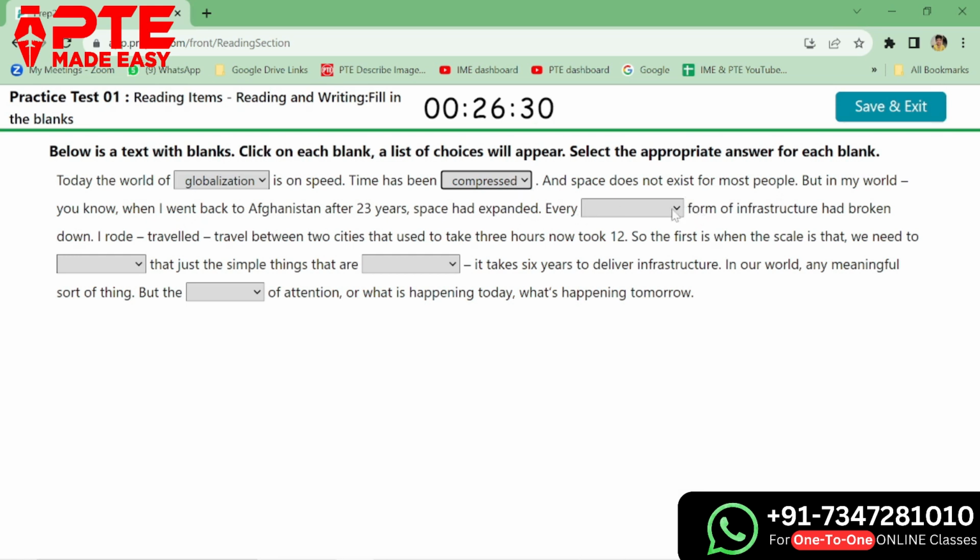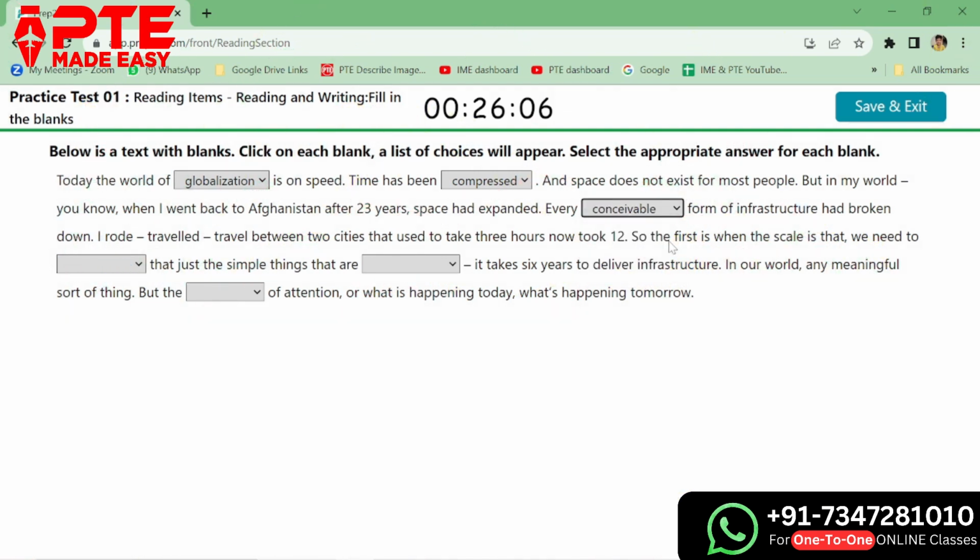Every dash form of architecture, every dash form, as in some adjective is going to come. Every dash form of architecture conceivable. Conceivable means imaginable, which can be imagined. So every conceivable form of architecture. Anyways, every form of architecture is designed, so we cannot use the term designed here.